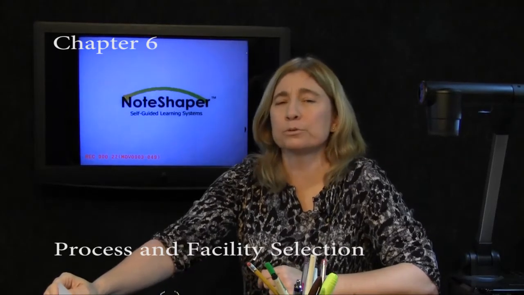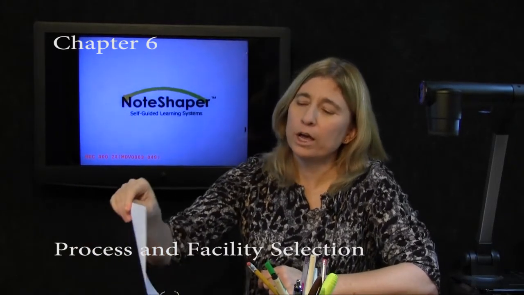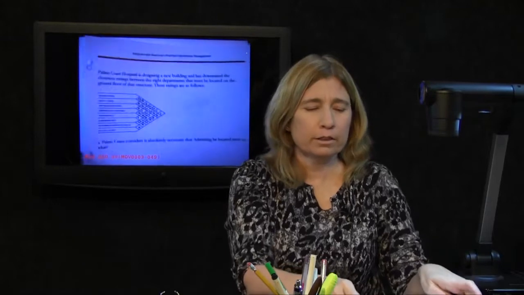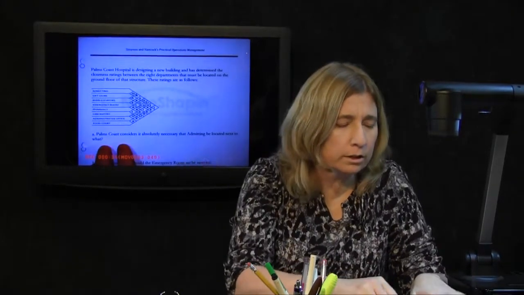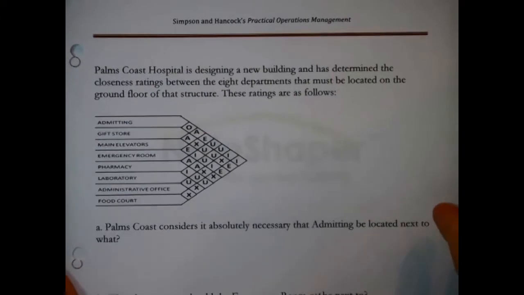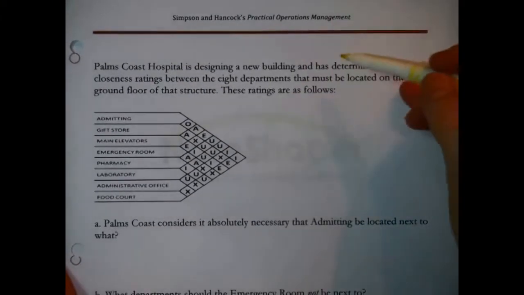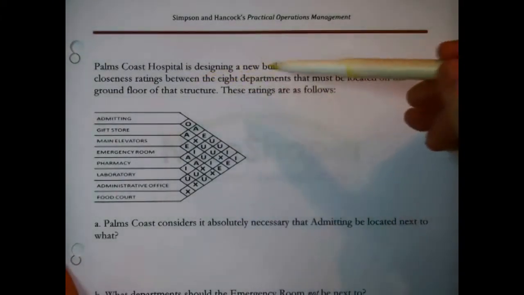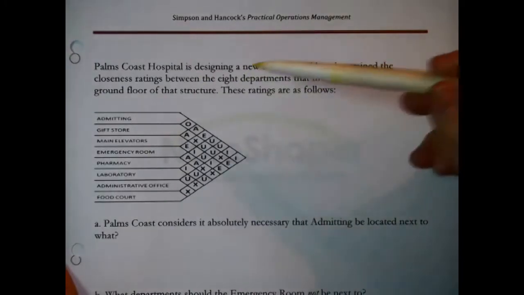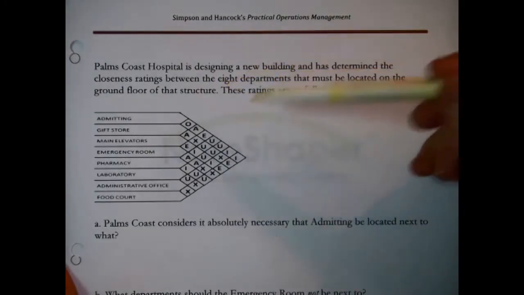The Palms Coast Hospital scenario is basically testing your ability to read an REL diagram. That is the figure that you see here. Let's take a look. Palms Coast Hospital is designing a new building and has determined the closeness ratings for the following 8 departments that must be located on the ground floor of that structure. These ratings are as follows.